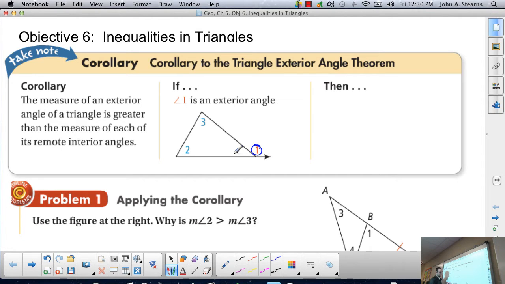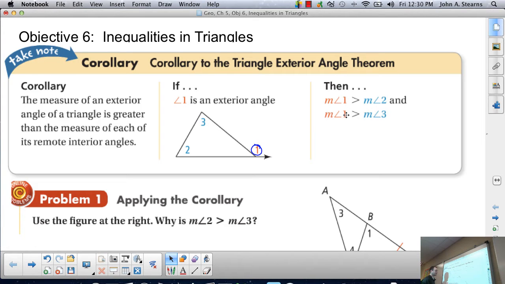What this is saying is that angle 1, since it's on the exterior, has to be bigger than angle 3, and angle 1 has to be bigger than angle 2. That's what this statement over here says. In symbols, it looks like this. The measure of angle 1 has to be greater than the measure of angle 2, and the measure of angle 1 has to be greater than the measure of angle 3.